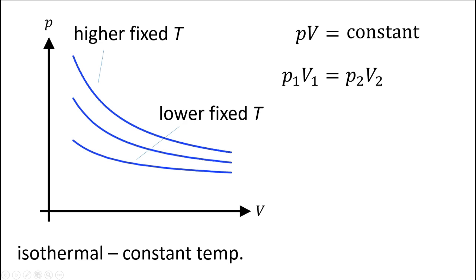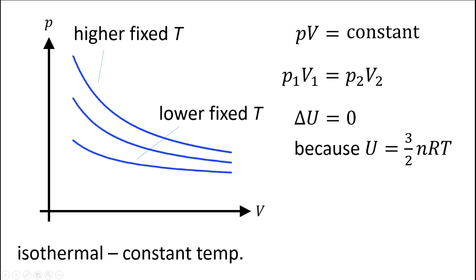The final thing for us to learn is that in an isothermal process, the gas does not change its internal energy. Why? Because the temperature is fixed. If you don't change temperature, then you will not change the internal energy U.